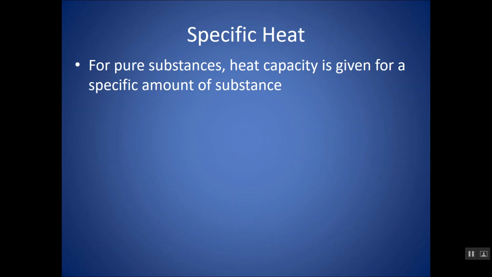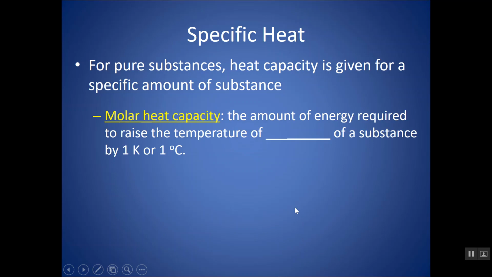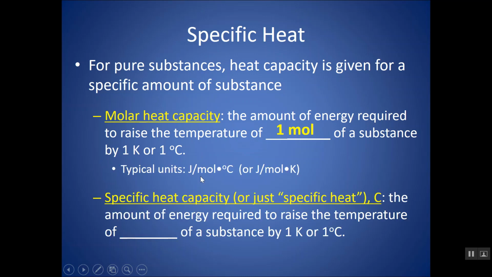For pure substances, heat capacity is given for a specific amount of substance. So there's two different heat capacities that you might see. One might be the molar heat capacity, and that's the amount of energy required to raise the temperature of 1 mole by 1 degree Celsius or Kelvin. Or you might see it on a per mass basis, which we then call the specific heat capacity, or sometimes just specific heat for short.